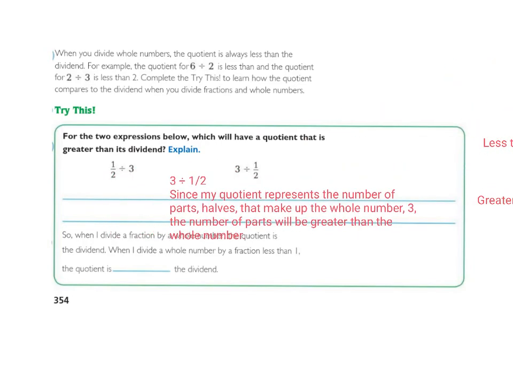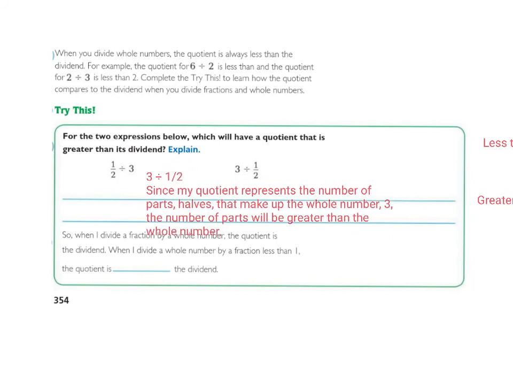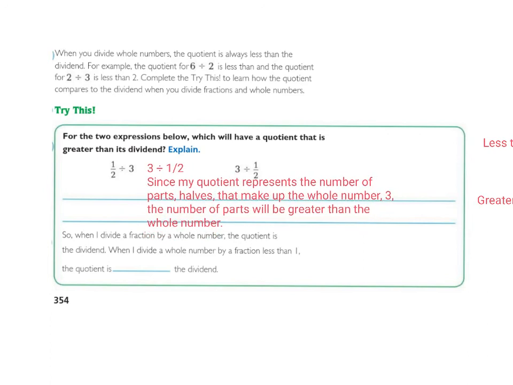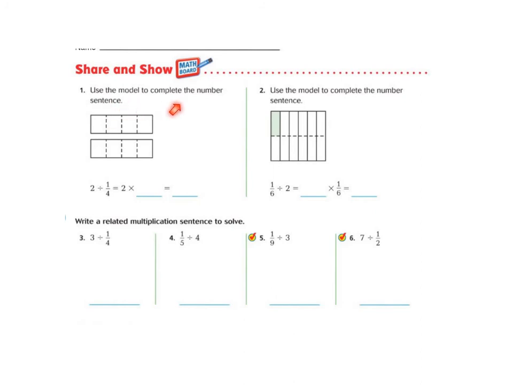The answer is 3 divided by 1/2. My quotient represents the number of halves that make up the whole number 3, so the number of parts will be greater than the whole number. So when I divide a fraction by a whole number, the quotient is less than the dividend. And when I divide a number by a fraction, the quotient is greater than the dividend.